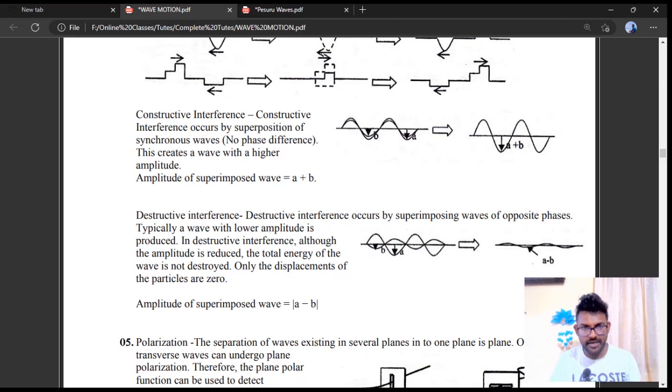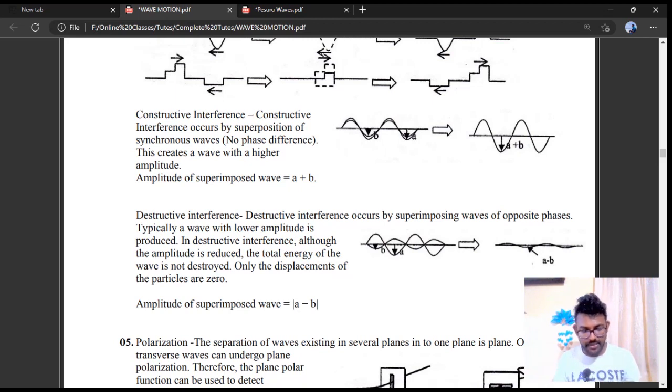If it is a constructive interference, we can have the addition, whereas in a destructive interference, we should subtract the waves. Why? Because one wave is trying to go up, the other wave is trying to go down. But in this case, even though the amplitude reduces, it doesn't destroy the total energy, right? It doesn't destroy the total energy.